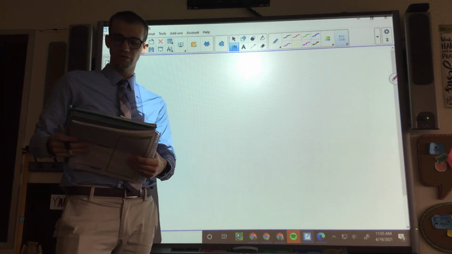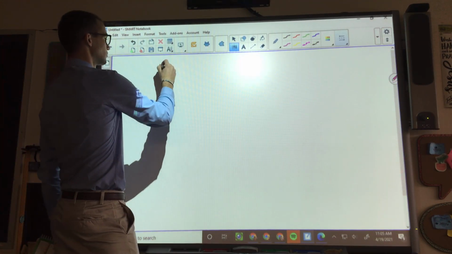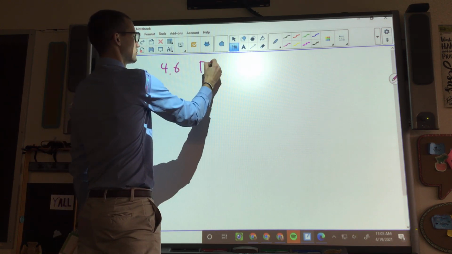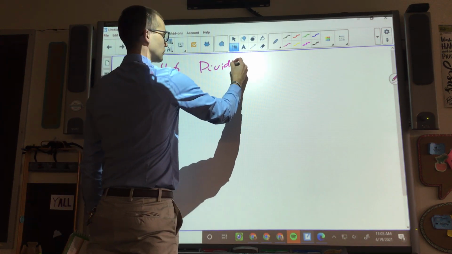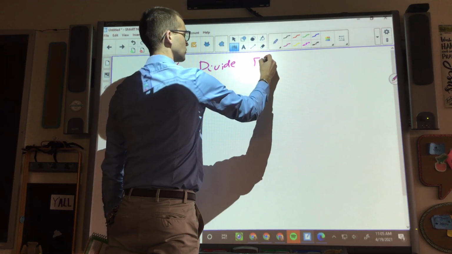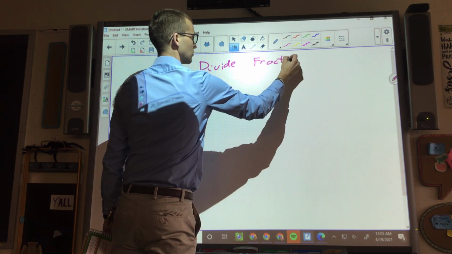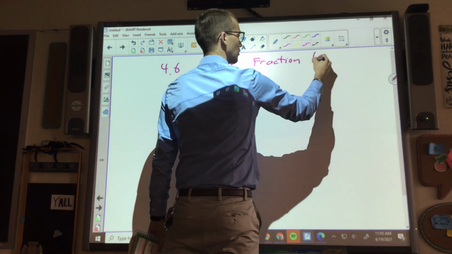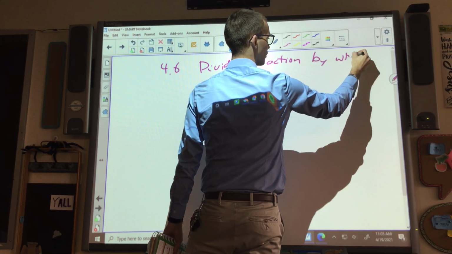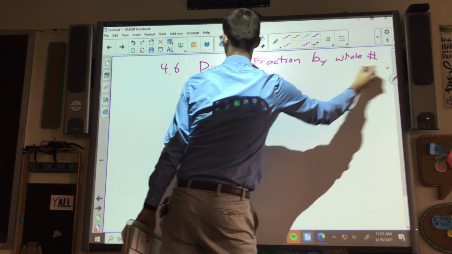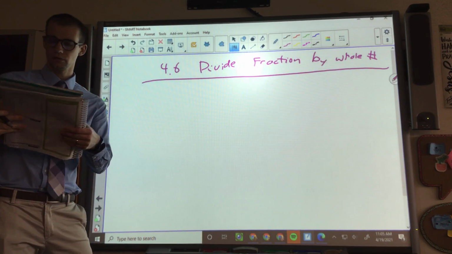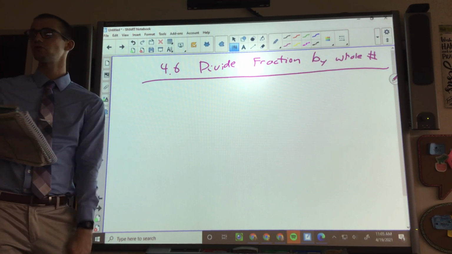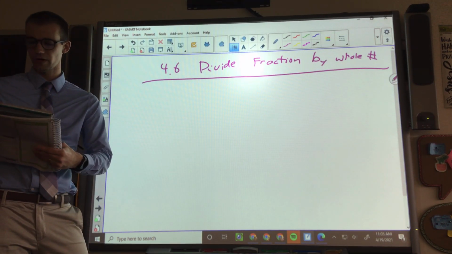Okay, we're on page 185. Dividing a fraction. 4.6. Divide a fraction by a whole number. So there's method 1 and method 2. If you can see on page 185.